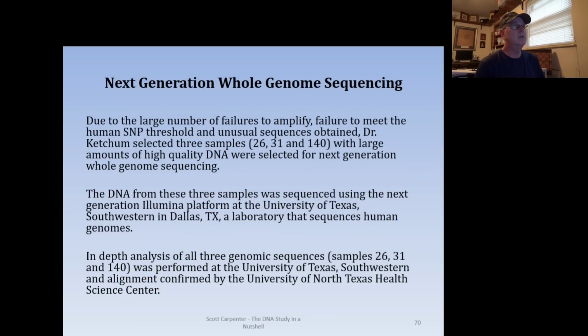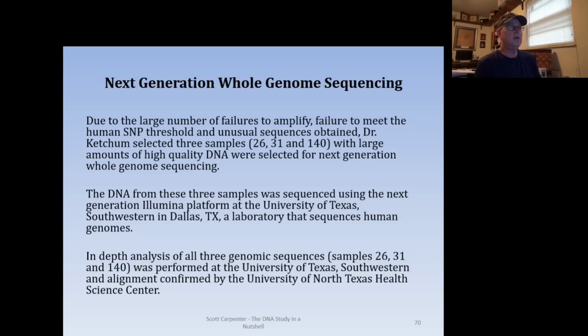Due to the next generation whole genome sequencing, due to the large number of failures to amplify, failures to meet the human SNP threshold, and unusual sequences obtained, Dr. Ketchum selected 3 samples, 26, 31, and 140, with large amounts of high-quality DNA that were selected for the next generation whole genome sequencing machine.